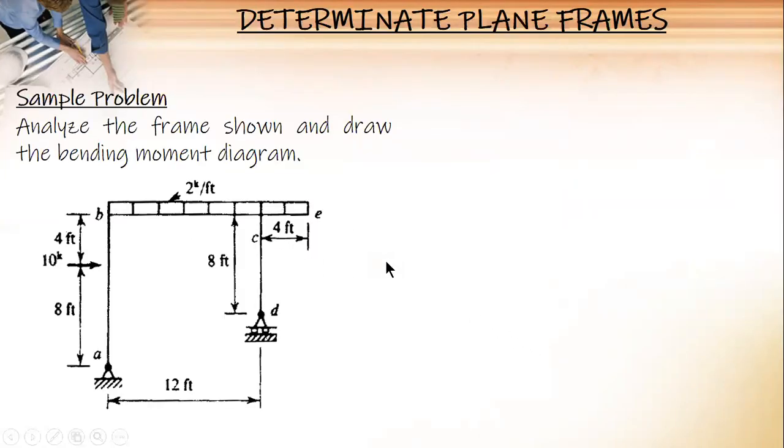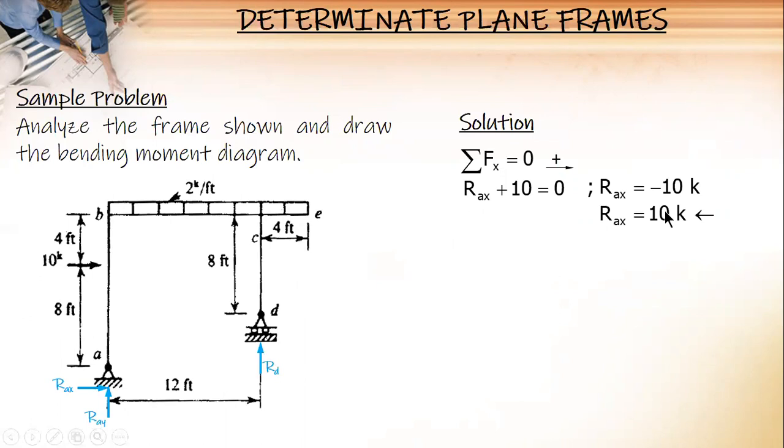Last, how to analyze a frame if there is an overhang. So again, you start with the reactions AX, AY, and then D. So sa X, you only have two forces, RAX and 10. And then moment, you get the resultant of this, 2 times 16. You have 32.